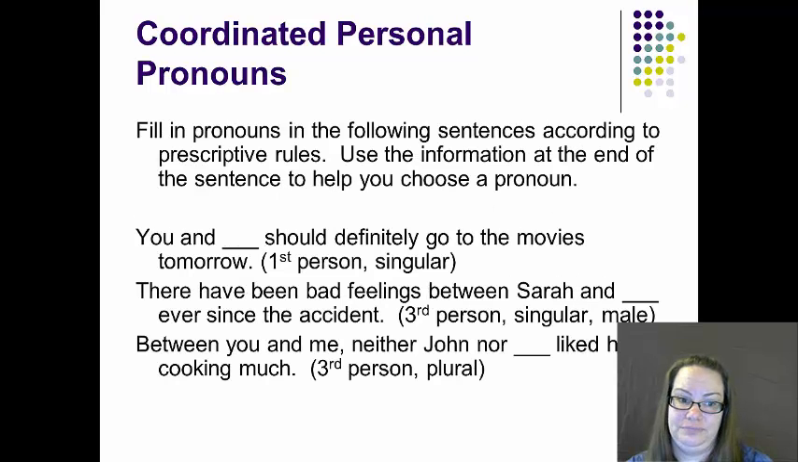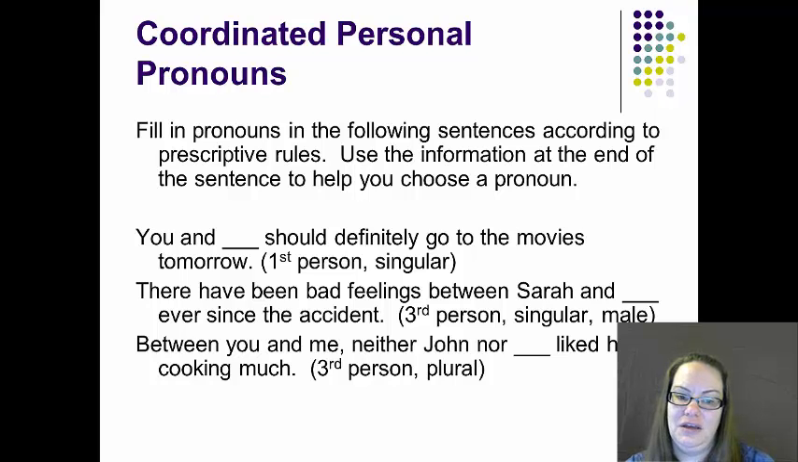Okay, go ahead and take a look at these sentences and fill in some of the pronouns for the information that you've been given. Use the information at the end of the sentence, first person singular, to decide whether it should be subjective case or objective case. Okay, let's take a look at these.